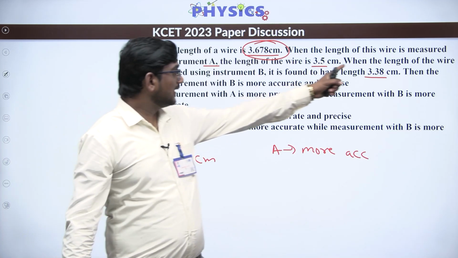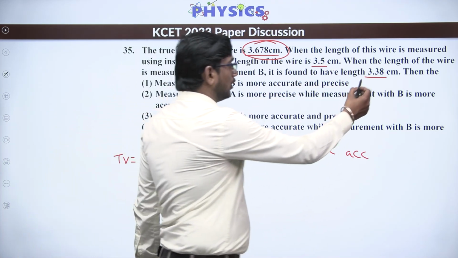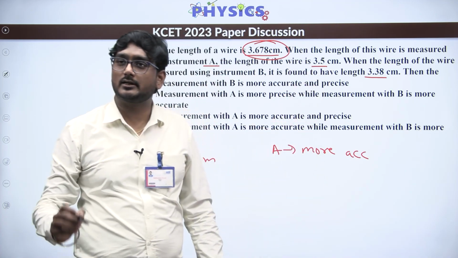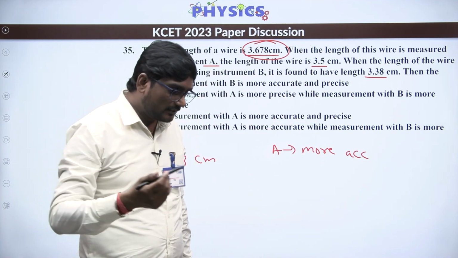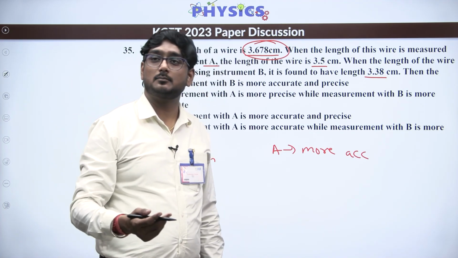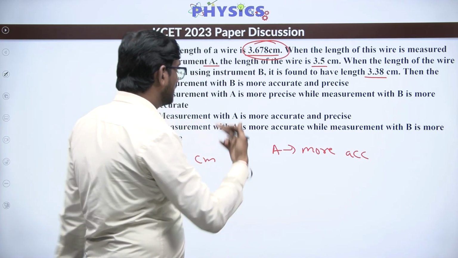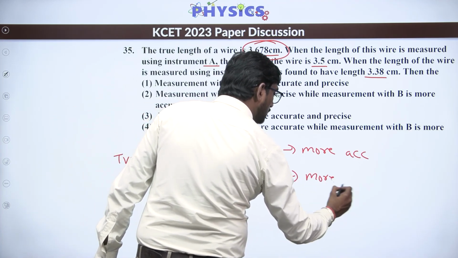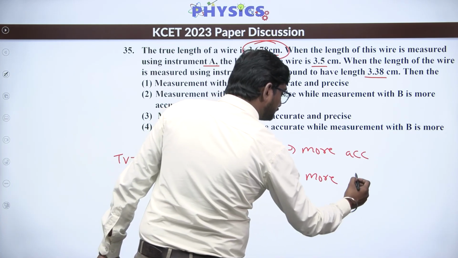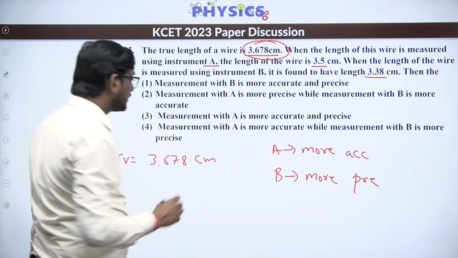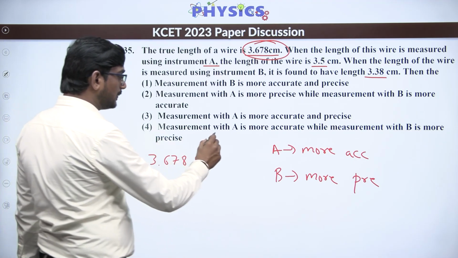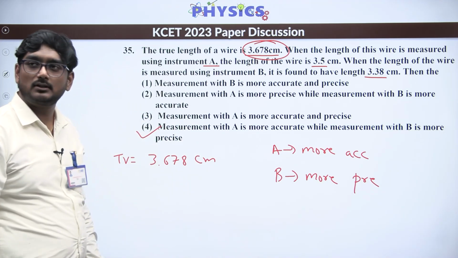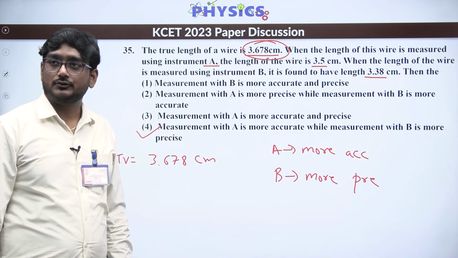Now if you see in the instrument B reading, how many decimal places you are having? 2 decimal places. And in the instrument A reading, how many decimal places you are having? 1 decimal place. As we know, if the number of decimal places are more, it is more precise. Therefore, we can clearly say that instrument B is more precise because it has more number of decimal places, right? So here the correct answer would be option D. Measurement with A is more accurate while the measurement with B is more precise. A very simple question. Moving to the next question.